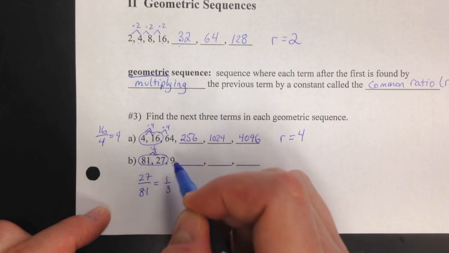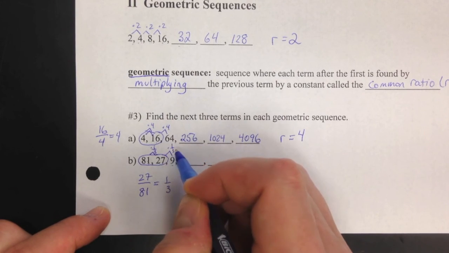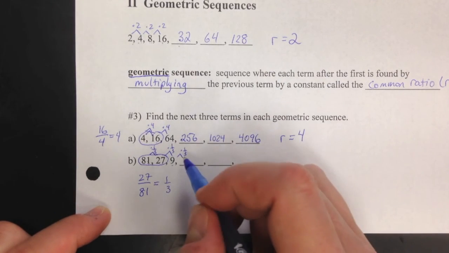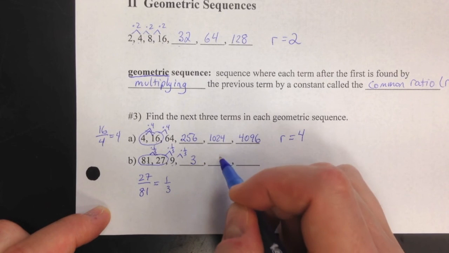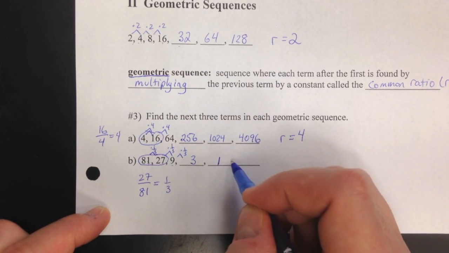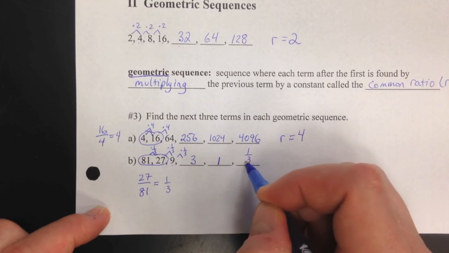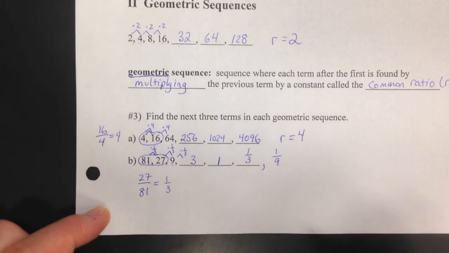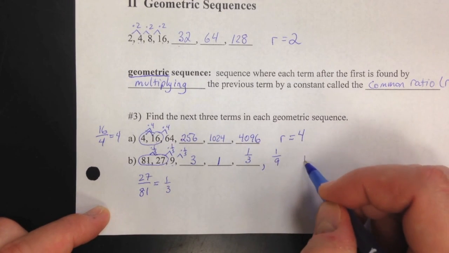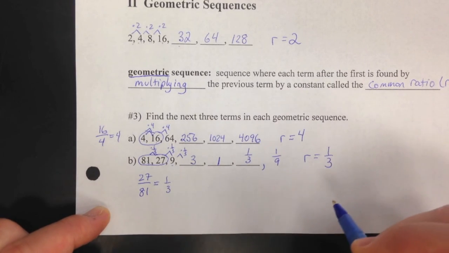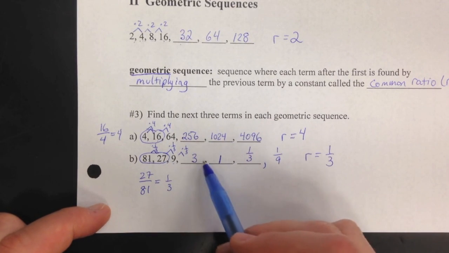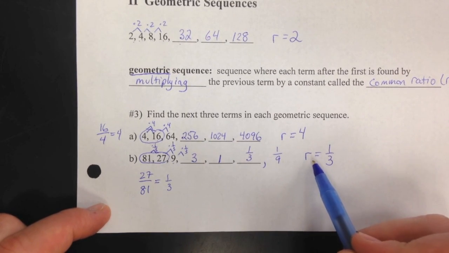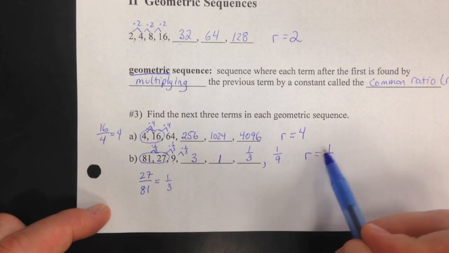81 times 1/3 is 27. 27 times 1/3 is 9. 9 times 1/3. You can think of it as dividing by 3. Okay, 9 divided by 3 is 3. 3 divided by 3 is 1. And we keep going. 1 divided by 3 is 1/3. If we went one more, 1/3 divided by 3 is 1/9, and so on and so on. The common ratio is 1/3. So if you want to think about it in terms of division, you can. But in terms of the ratio, it's about what you're multiplying by. It's the number that you multiply by. The common ratio is 1/3.